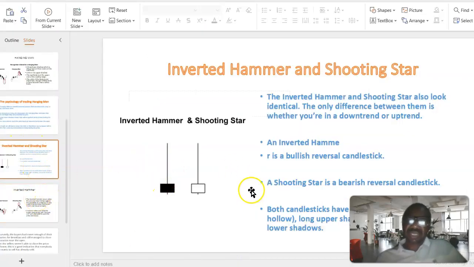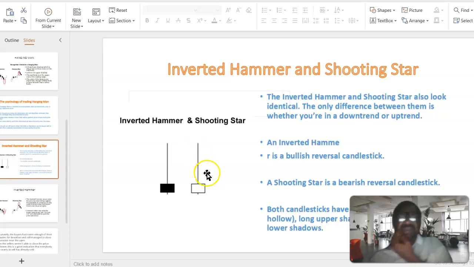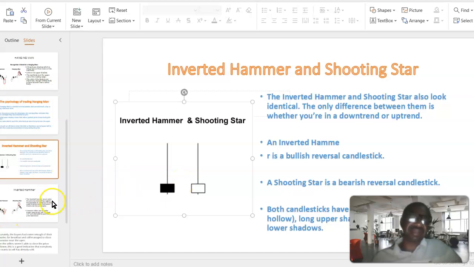You can also see the shooting star. The shooting star is a bearish reversal candle. Then this one is a bullish reversal candle. So an inverted hammer is a bullish reversal candle, and a shooting star is a bearish reversal candle. Okay, you can see them here being identified.